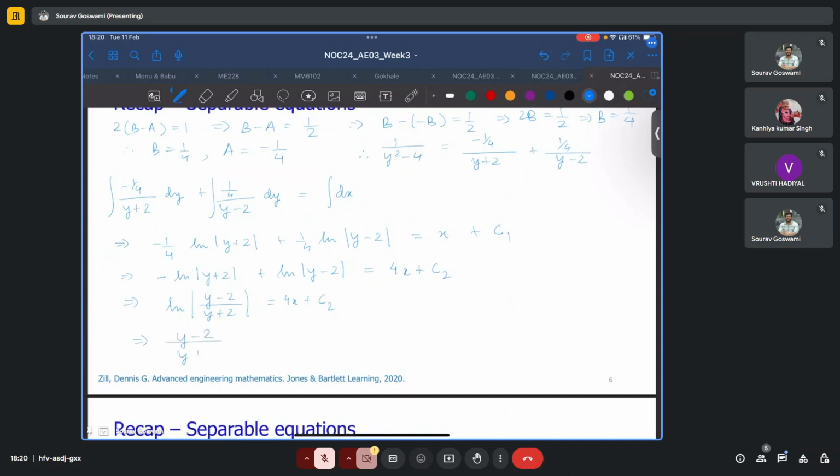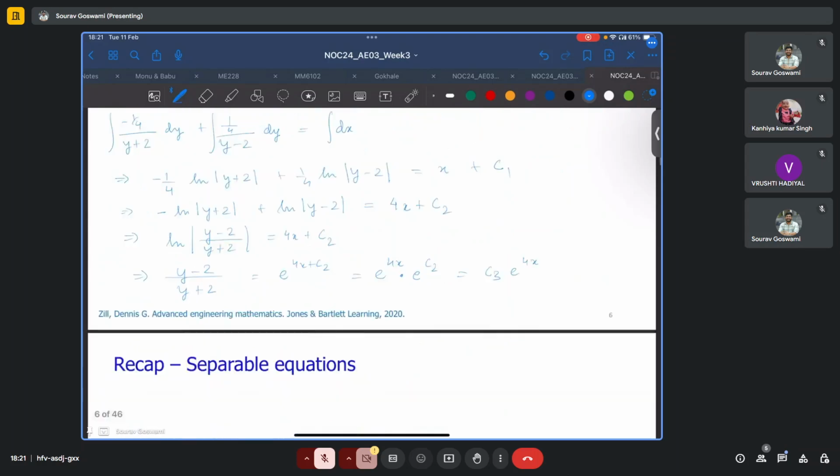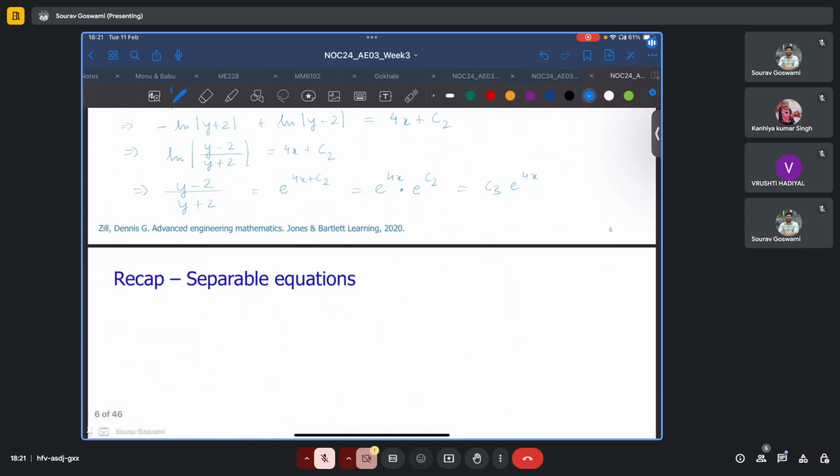(y - 2)/(y + 2) equals e^(4x + C2), which is e^(4x) times e^(C2), which is simply another constant, which we can call C3. So we end up with this. In fact, we can even simplify this further and obtain the equation as just some y equals something. And that is from the special form where we have a component of dividend type form where we have (y - 2)/(y + 2).